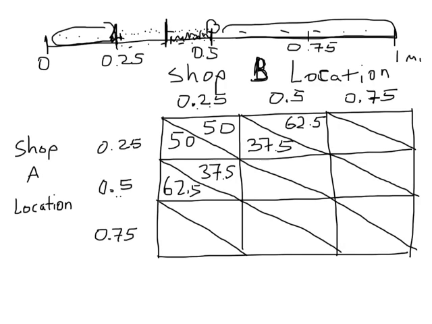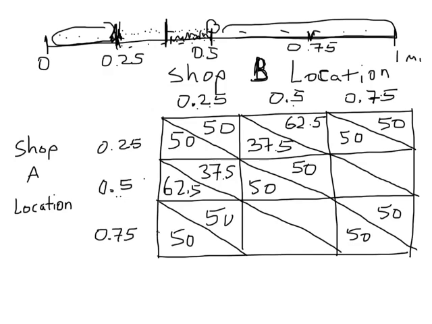So with that logic expressed, we can move a little faster. If they're both at mile 0.5, they get 50% each. And if they're both at 0.75, they get 50% each. And if one's at 0.75 and one's at 0.25, they get 50 each. So that's shop A at 0.25, shop B at 0.75, they get 50 each. And the same thing if shop A were at mile 0.75 and shop B at mile 0.25, we'd see a 50-50 split.